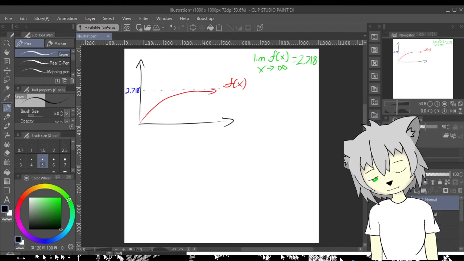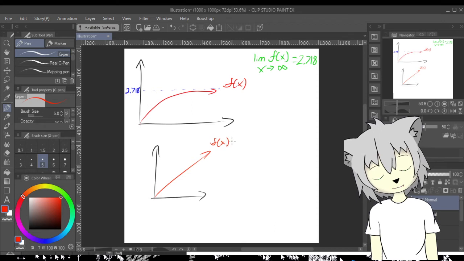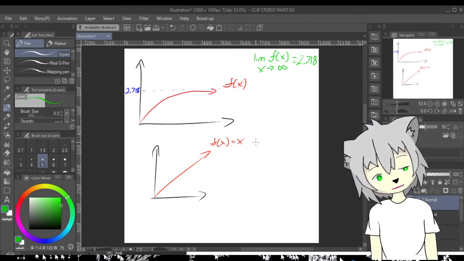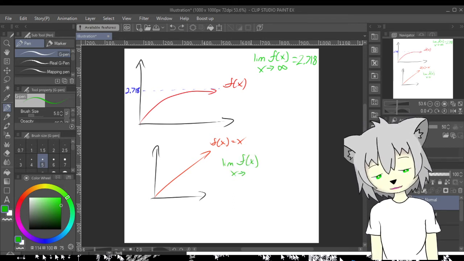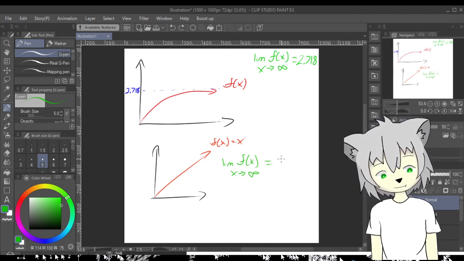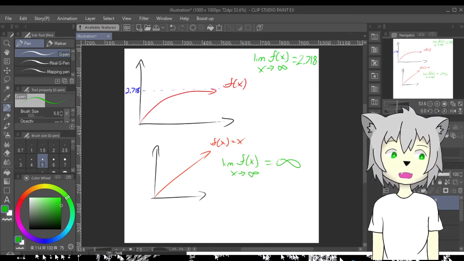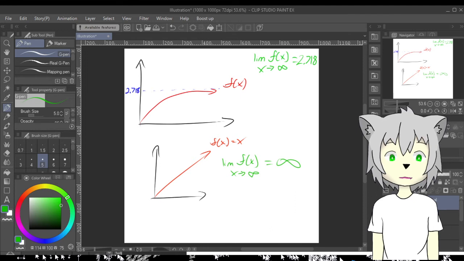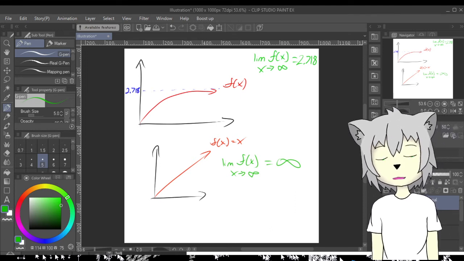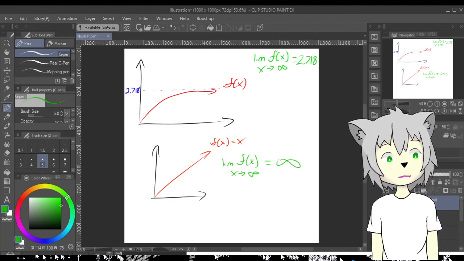Of course, if you do a limit where f of x literally equals x, the limit of f of x as x approaches infinity, you'll straight up just get infinity. There is literally nothing special about it. In this case, it's just, what does x approach as x approaches infinity? It approaches infinity. Not that special. And that's the very, very basics of a limit.